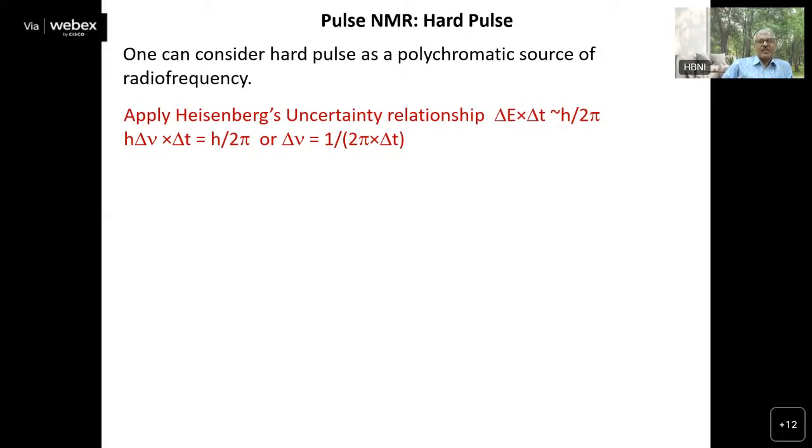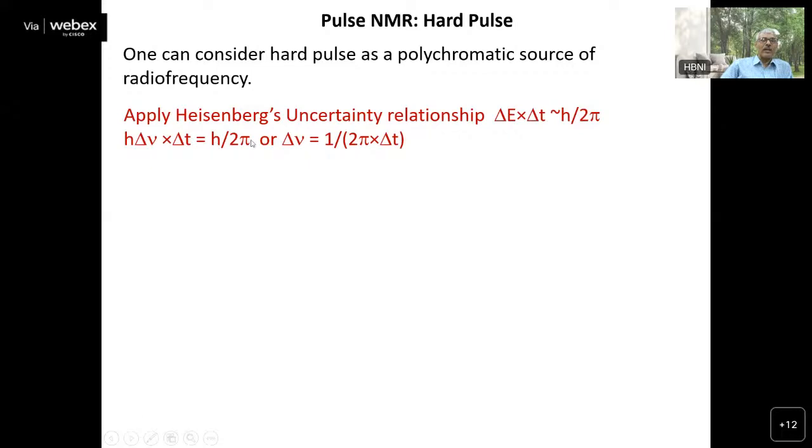Now we can consider the hard pulse as a polychromatic source of radio frequency, because we know that there are several nuclei precessing, and they have different frequencies. So the question is whether this hard pulse also contains those radio frequencies or not.